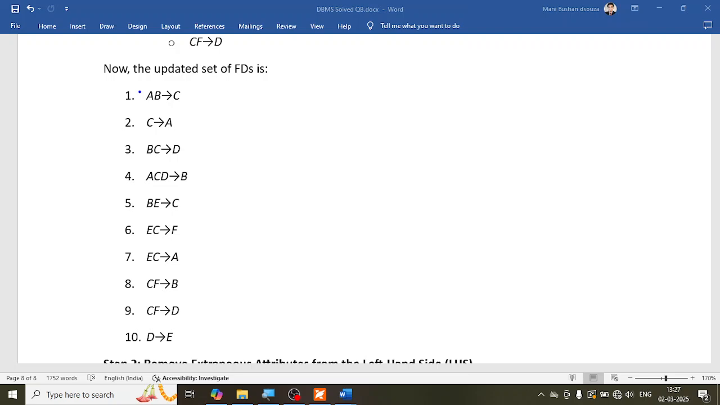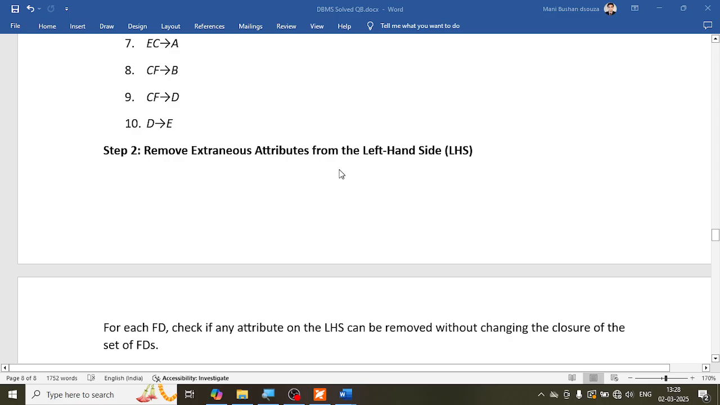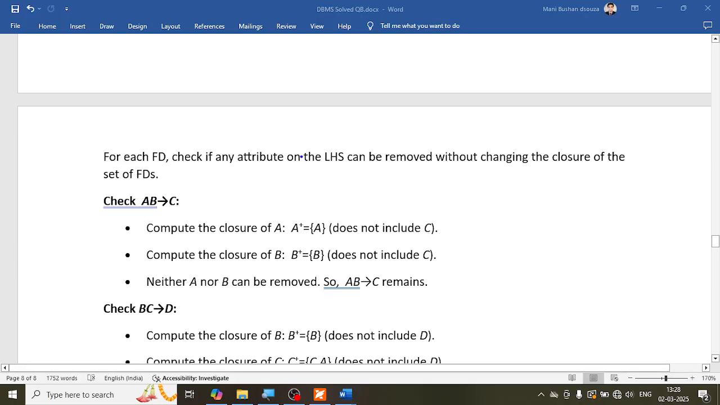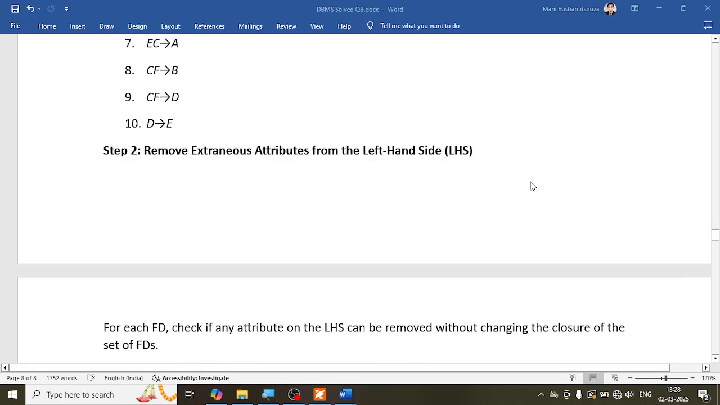Now let's concentrate on the left hand side of the functional dependencies. You notice that some of them have two or three attributes. Is it possible for us to eliminate any one of them and still maintain the relationship? Let us try to do that. Our next challenge will be to remove the extraneous attributes from the left hand side. What we are supposed to do is check if any attribute on the left hand side can be removed without changing the closure of the functional dependencies. Let us start with the first one.